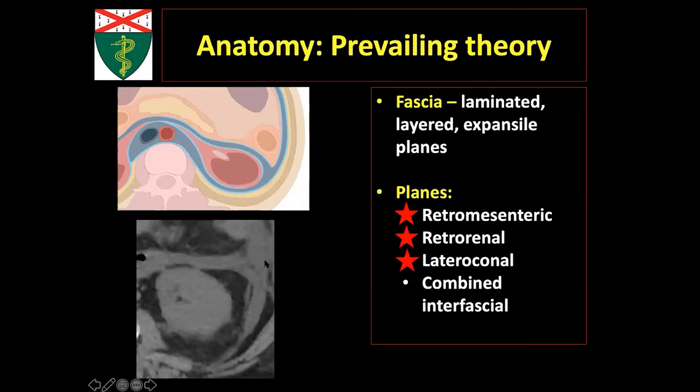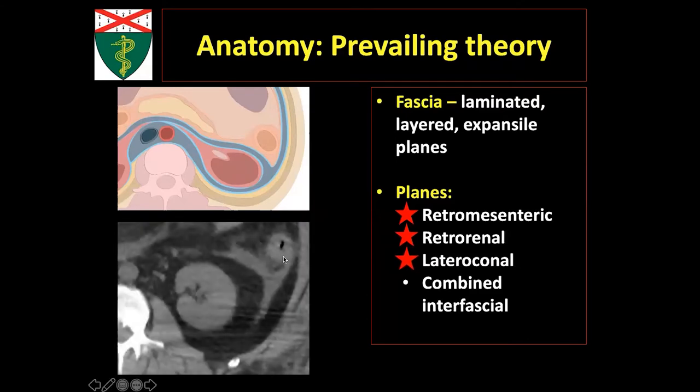This was a patient with diverticulitis of the descending colon, and as a result, the inflammatory change drained and expanded the retromesenteric plane, the retrorenal plane over here, as well as portions of the lateral conal plane, which allowed the inflammatory process to decompress through these different planes. This is another case of diverticulitis where the descending colon gets inflamed and that inflammatory process is decompressing through these retromesenteric, retrorenal, and lateral conal planes, which are expanded.